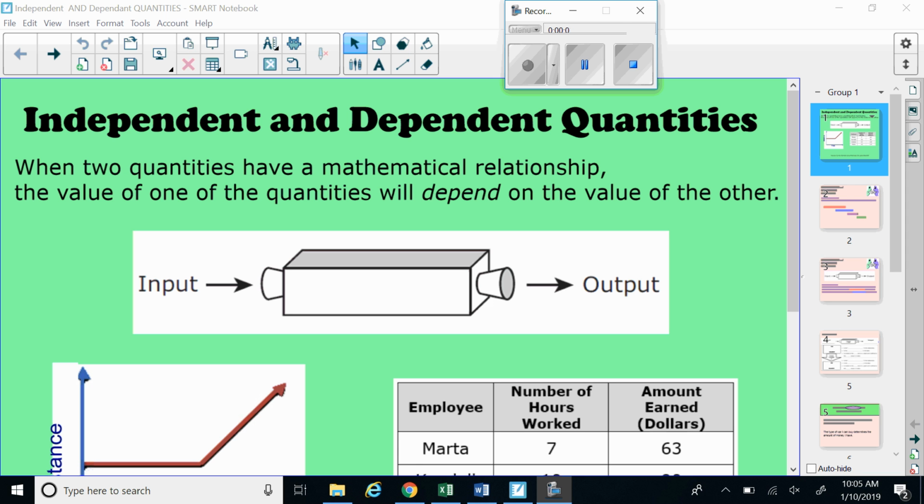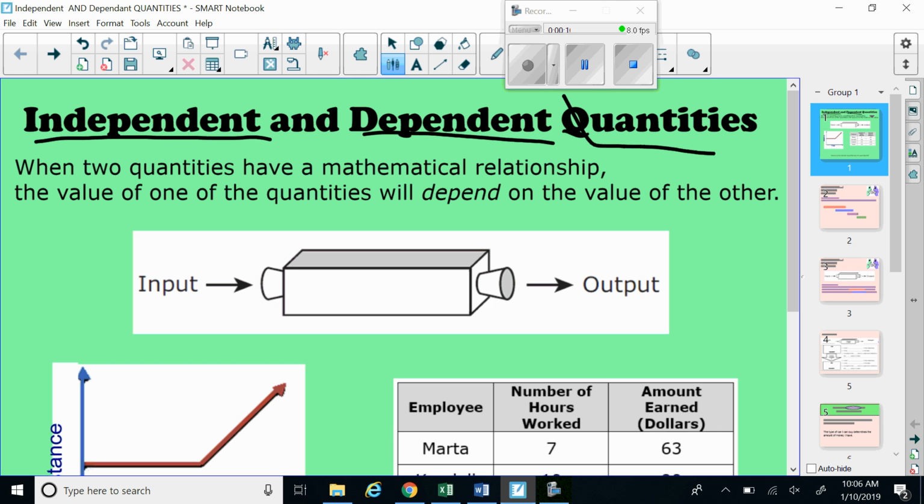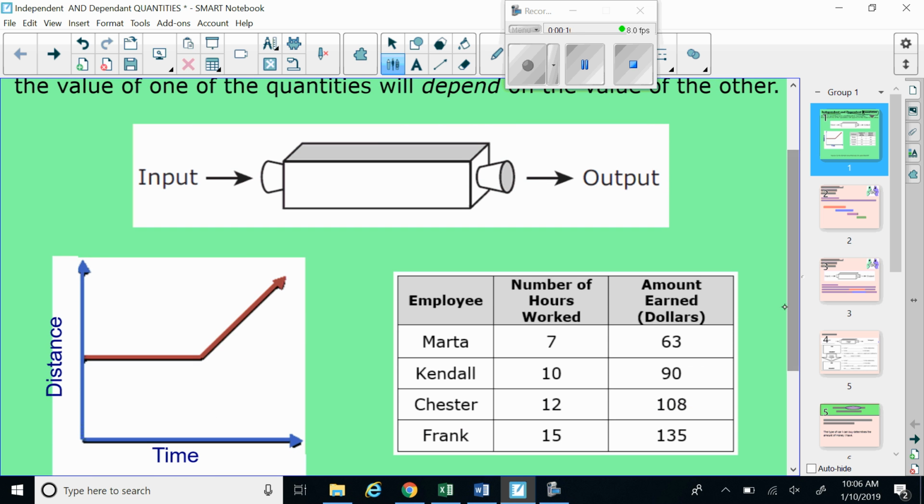So today we are working on a new concept, which is talking about independent and dependent quantities. You may have heard these words before. I want you to look at these three pictures and just think in your head for a minute. We've seen these before. We know that with an input-output machine, when I put something in, something happens, and then it comes out changed, right?